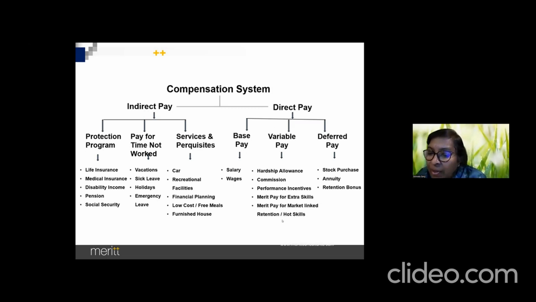So why do you give variable pay? It is all to motivate the high performer. Then in your direct pay, there is something called deferred pay. What is deferred pay? Deferred means to be given at a later point in time. So why do you defer it? Why do you want to give it later?